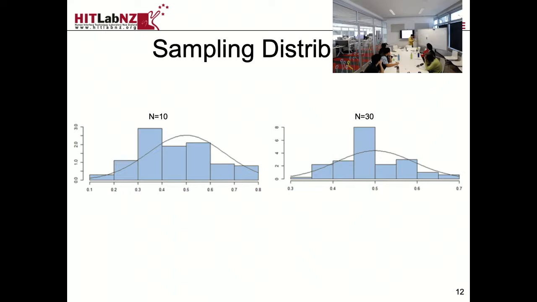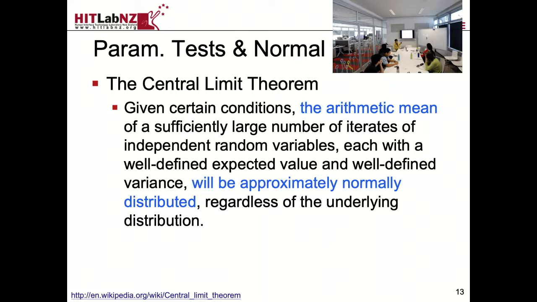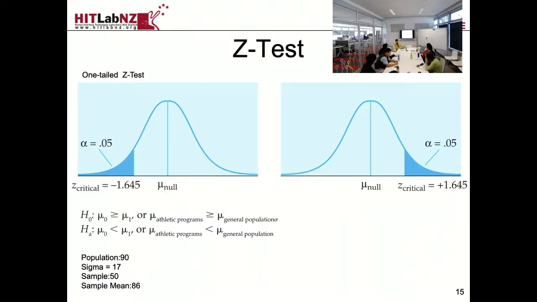which means if we collect enough samples, then the total distribution, the shape, follows the normal distribution. That is just a phenomenon. So we call that the central limit theorem. So based on this central limit theorem, we can conduct the z-test.